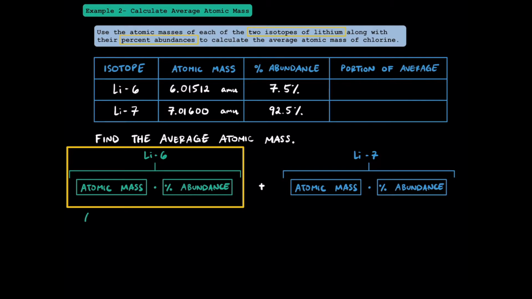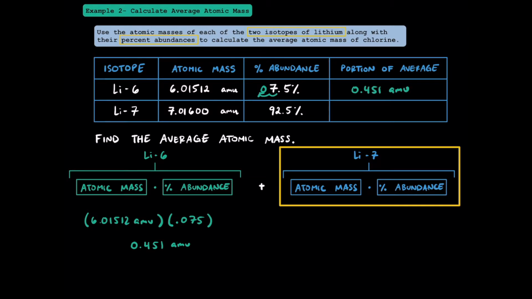We'll start by taking the atomic mass of lithium-6, which is 6.01512 AMUs, and we're going to multiply that by its percent abundance as a decimal. Sliding the decimal over 2 times to the left, or dividing it by 100, the percent abundance can be expressed as 0.075. Multiplying these together, we're going to get 0.451 AMUs. Lithium-6 contributes about 0.451 AMUs to the average atomic mass of lithium.